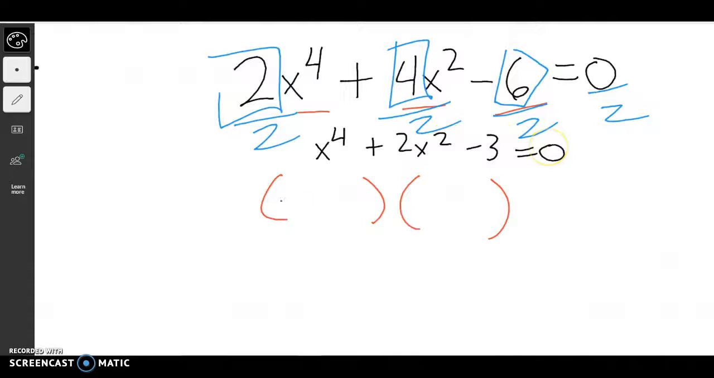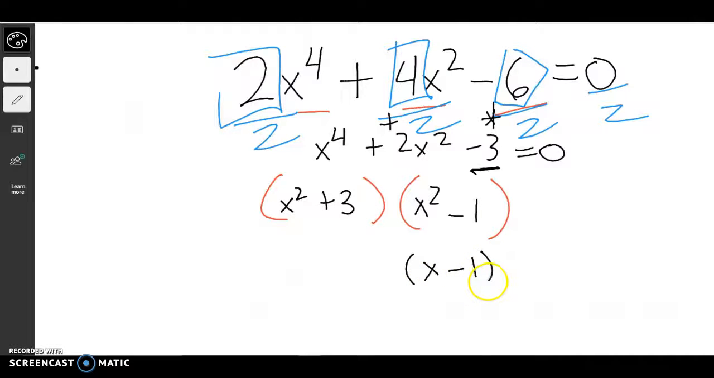Now we do the same game we did before, x squared and x squared. What's going to multiply together to give me negative 3, but add together to give me 2? Positive 3 and negative 1. This, from last time, we could simplify again further into this.